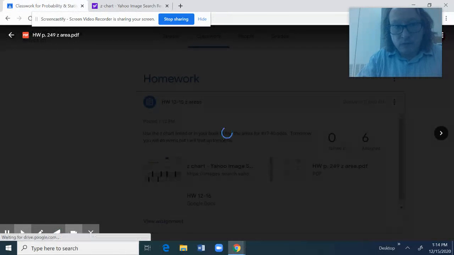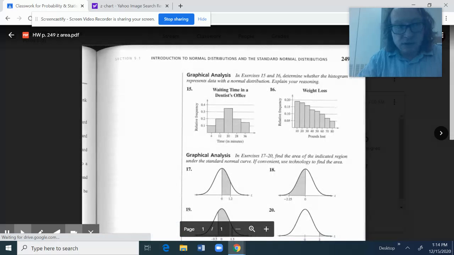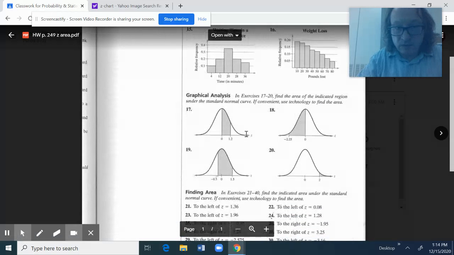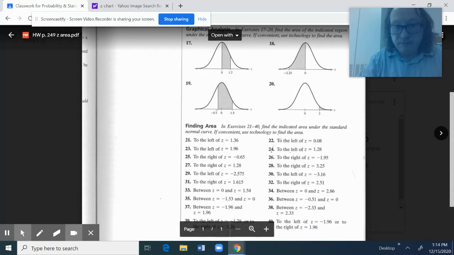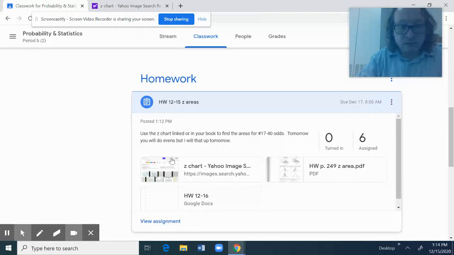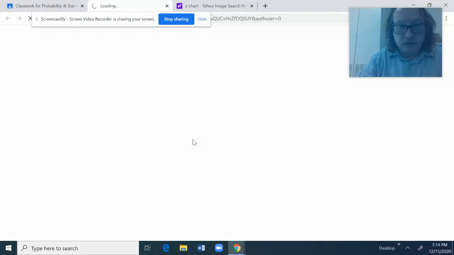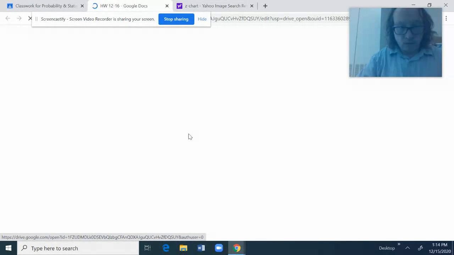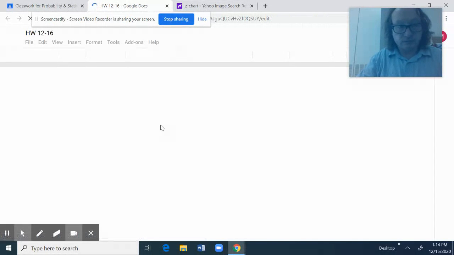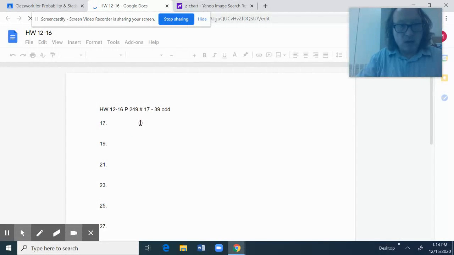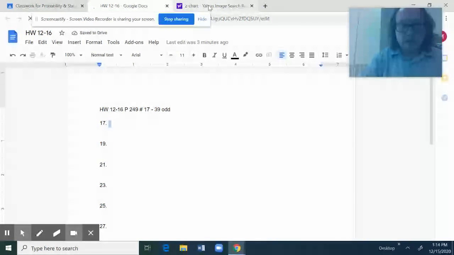Here's the homework problems we're doing. These are also on page 249 in the book. We're going to start with 21. We did that today. And also, if we go back into Google Classroom, you will see there's a Google Doc that I added where you can put your answers. So basically, we'll just stick our answers here.